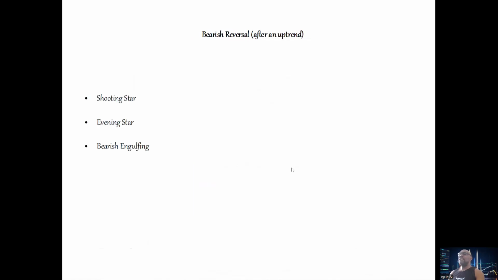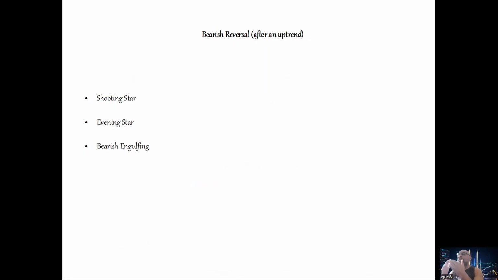All right. Then the next one is a bearish reversal. Bearish reversal after an uptrend. All right. We have shooting star. We have the evening star, then the bearish engulfing candle. Now, that one we just treated is what? A trend that has been bearish, now bullish.